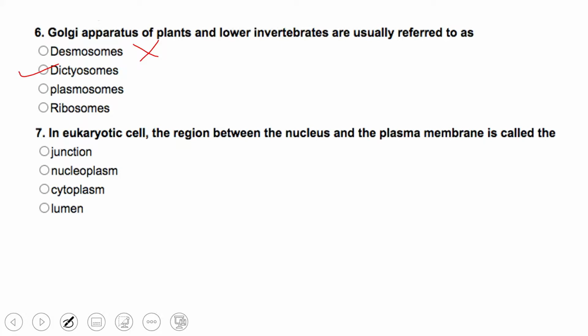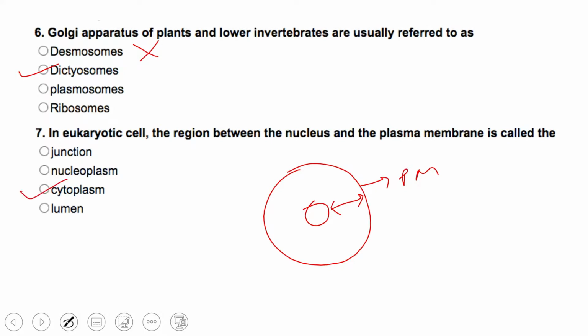Next question. In eukaryotic cell, the region between the nucleus and the plasma membrane is called the... This is a eukaryotic cell. This is the plasma membrane. This is the nucleus. So the region between the plasma membrane and the nucleus, what is it called? The cytoplasm. What is nucleoplasm? All the fluid inside the nucleus is called the nucleoplasm.